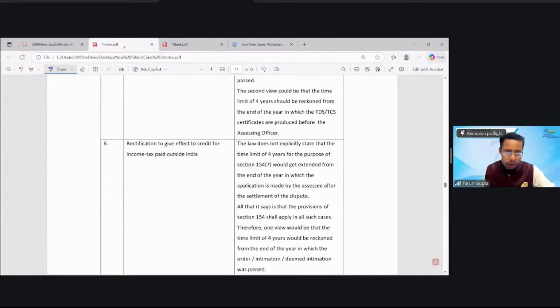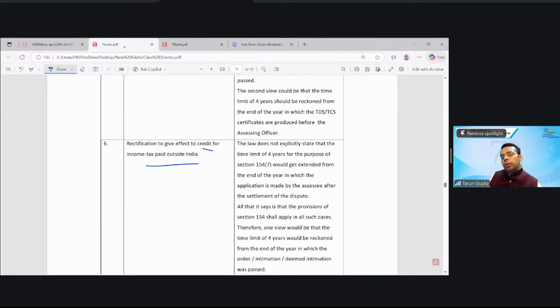Similar is the case of 6. Rectification to give effect to credit for income tax paid outside India. See what happens in case of foreign tax credit: the foreign tax credit is allowed only if the tax paid outside India is not disputed. Assuming I paid the tax outside India, but I disputed it and I want a refund from the foreign government, and the matter is sub judice, in the court of the foreign government.